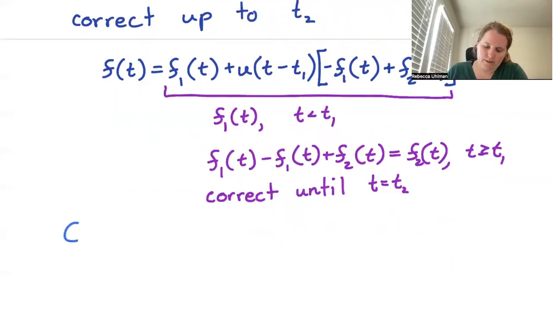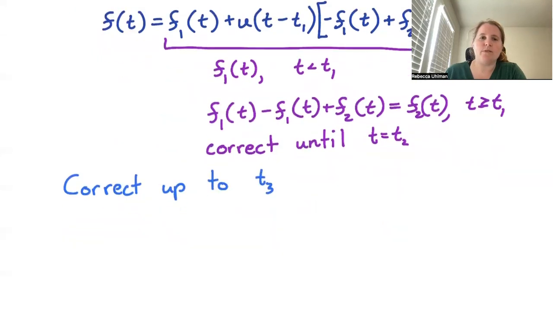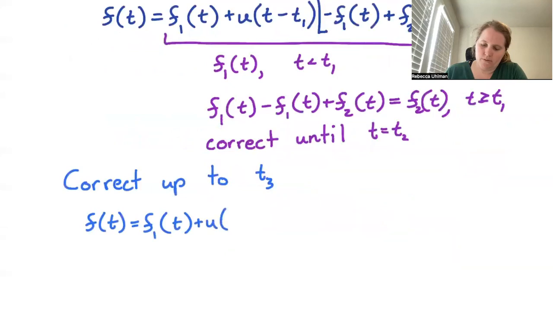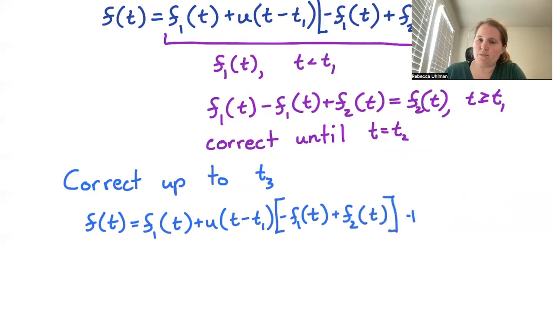So now we'll correct up to t3, doing the same sort of deal. So we'll do f of t is equal to f1 of t plus u of t minus t1 times negative f1 of t plus f2 of t. Then this was equal to f2 of t for the point we need to correct.